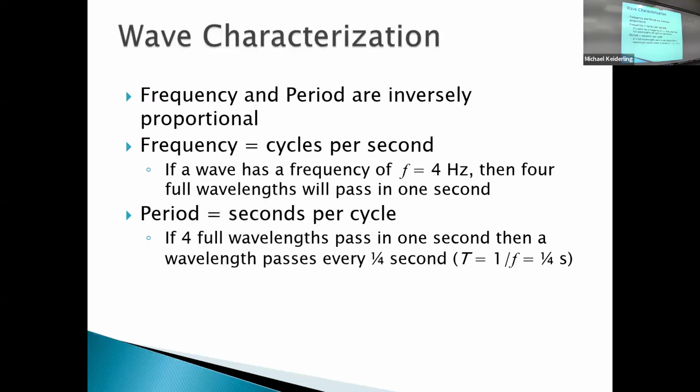So if your wave has a frequency of 4 hertz, then 4 full wavelengths will pass in 1 second, and the period will be 1/4 of a second. Because 4 wavelengths pass in 1 second, for 1 to pass takes a quarter second. Period is 1 over frequency, it's 1/4 of a second.